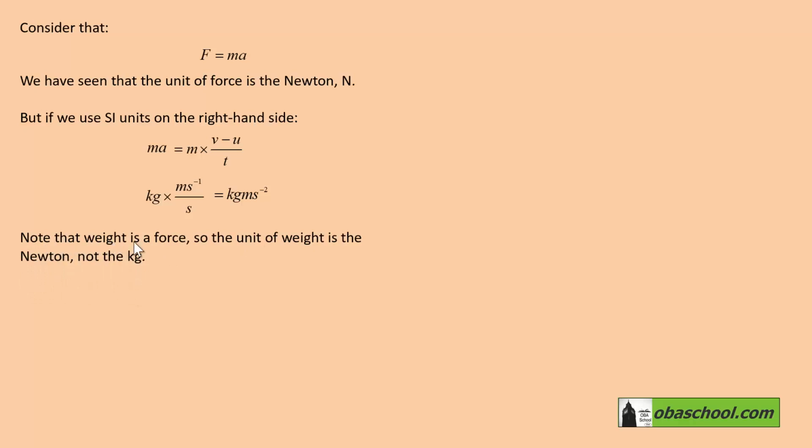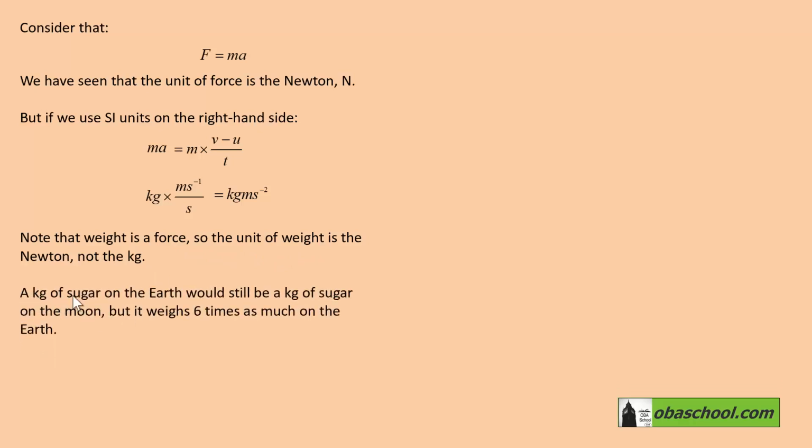Note that weight is a force, so the unit of weight is the newton, not the kilogram. A kilogram of sugar on the Earth would still be a kilogram of sugar on the Moon, because kilograms actually measure the mass, the amount of the substance. But it weighs 6 times as much on the Earth.